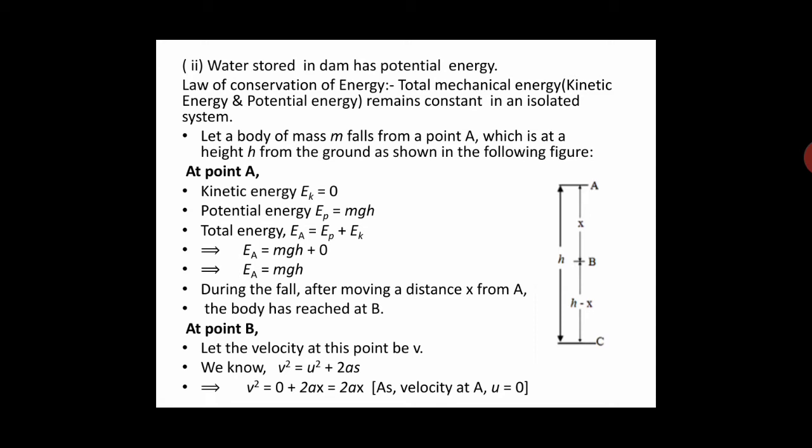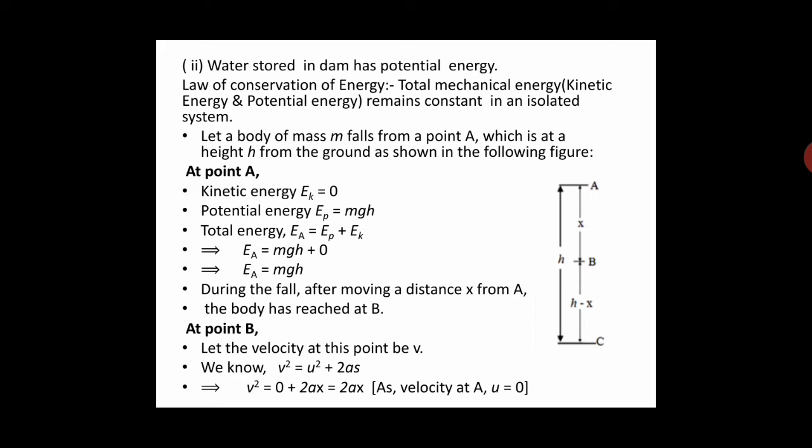Consider a body of mass m at a point A, at a height h from the ground. At point A, since it is at the initial stage, the initial velocity is 0, so putting it in the kinetic energy formula, half m v squared, the kinetic energy is 0. Since it is at height h from the ground, it has potential energy given by PE equals mgh, where g is the gravitational acceleration and h is the distance from the ground. So the total energy, kinetic plus potential, is mgh.